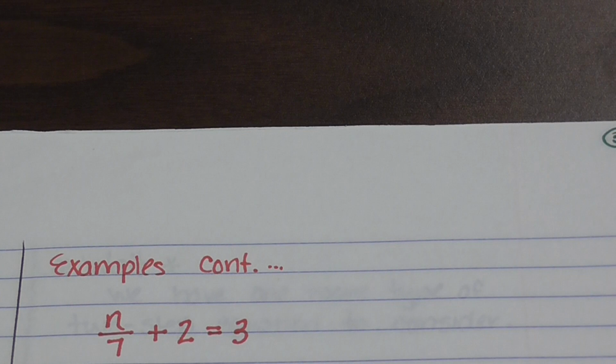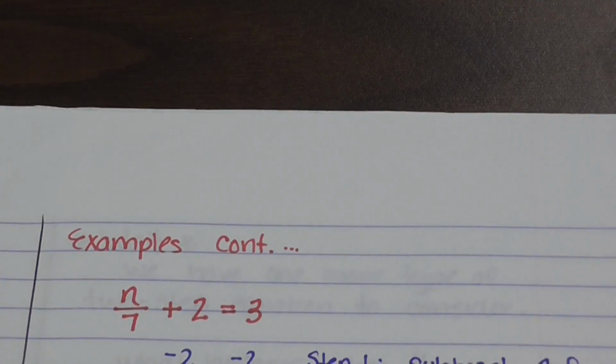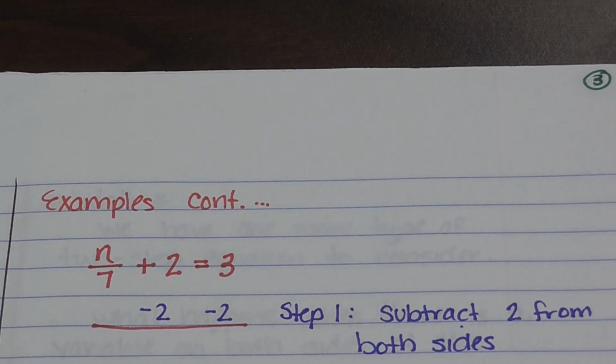Another example would be n divided by 7 plus 2 equals 3. Oh no, there's a fraction. That's okay. Everybody take a deep breath. Fractions are okay. We can get through them. Before I can even deal with that fraction, which we know is just division, I'm going to get rid of the addition. To undo plus 2, I'm going to subtract 2 from both sides, because whatever we do to one side, we do to the other.